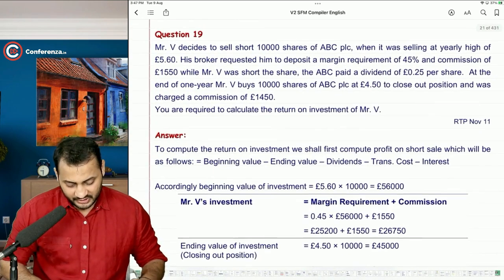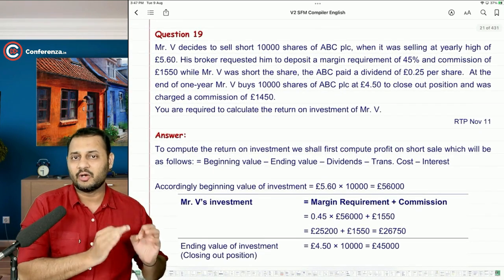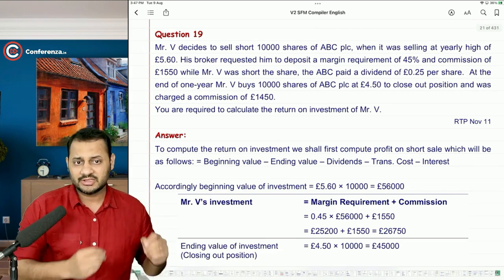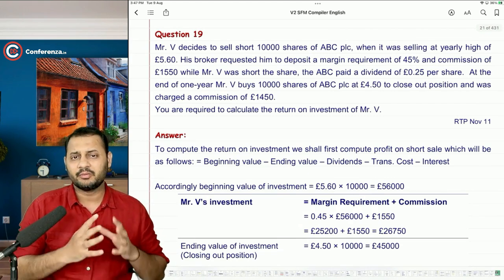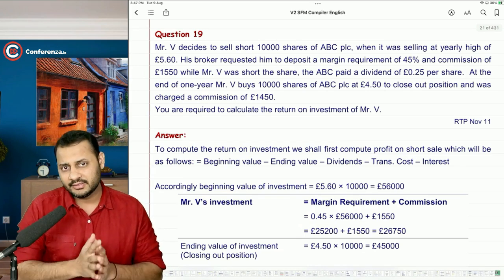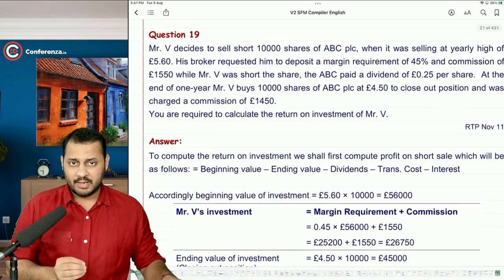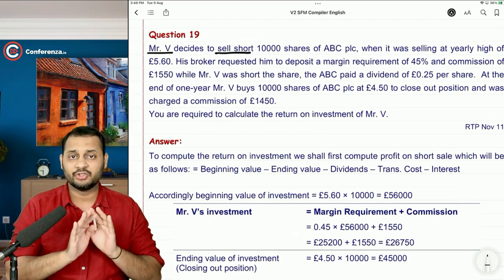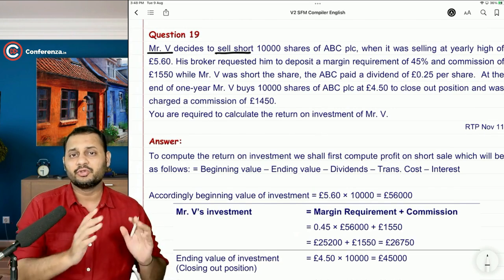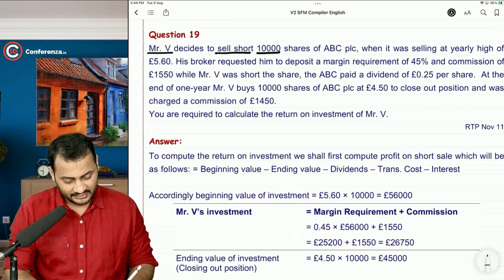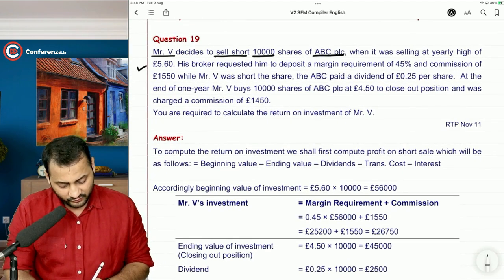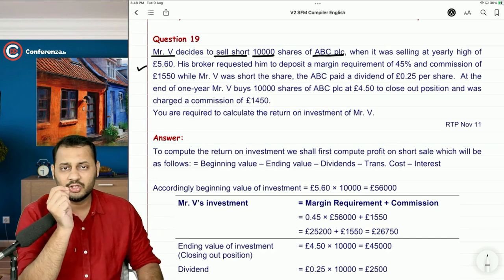Have a look. Mr. V decides to sell short 10,000 shares. This is not a question of forwards or futures or options or swaps, but still I have taken this in the derivatives chapter because of some similarities. Now what is happening in this question is that this is a party who is selling short. It means this party, Mr. V, does not own the shares and still he is selling those shares in the market, 10,000 shares of ABC PLC, when it was selling at a yearly high of 5.60 pounds.